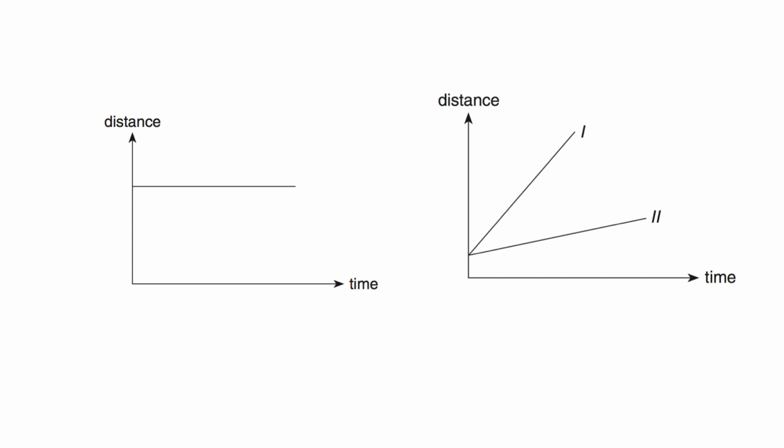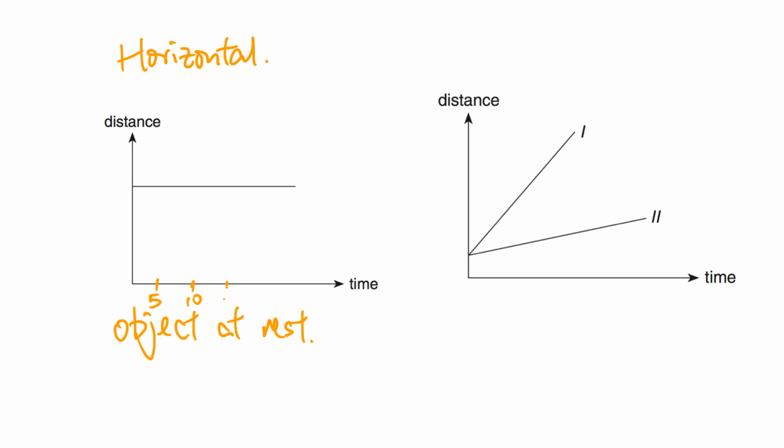So right here we have two different distance time graphs. The first one is a horizontal one. For horizontal, just now we have learned that horizontal actually means that the object is at rest. Because at time equals, say for example 5 seconds, 10 seconds, 15 seconds, you find that all the time it stays at the same position. Therefore the object doesn't move.